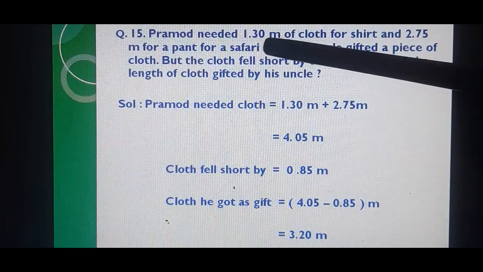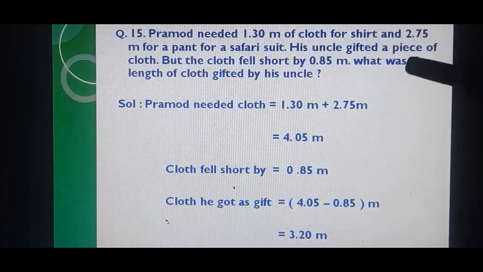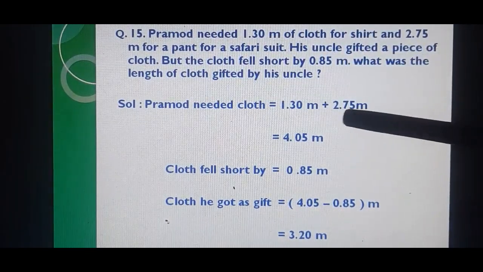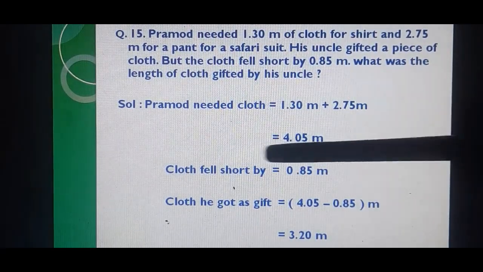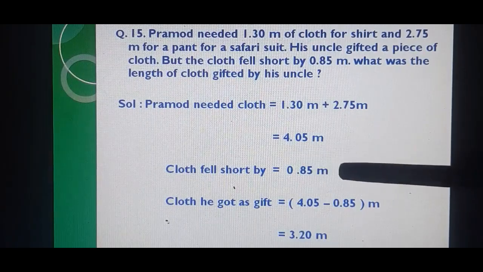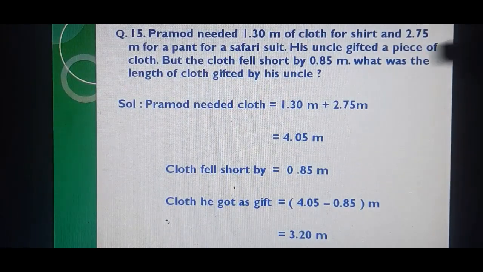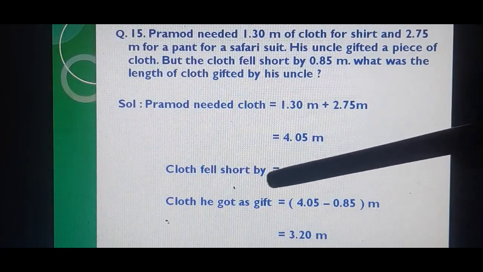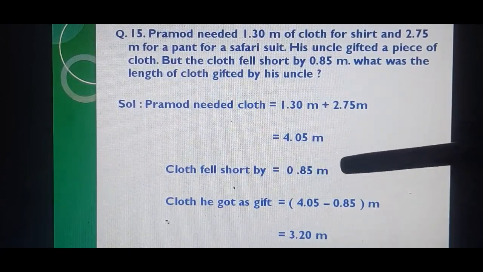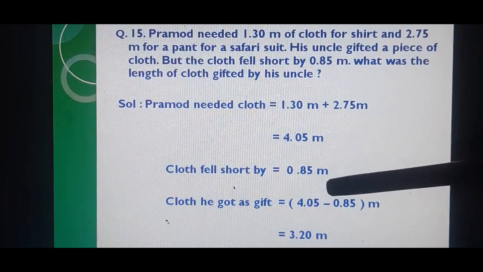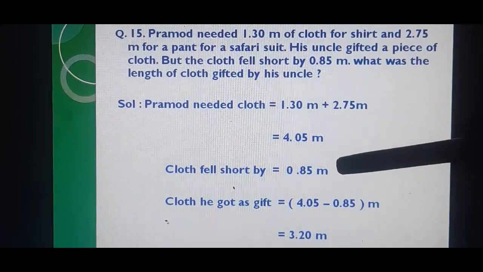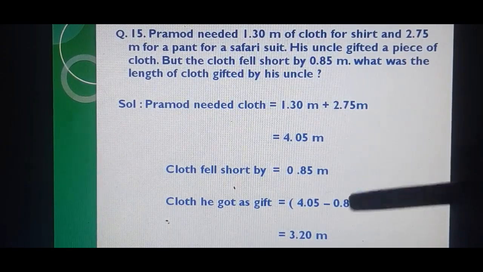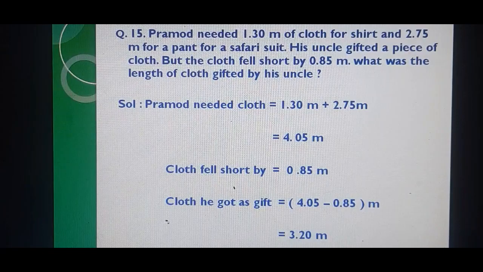प्रमोद needed cloth 1.30 meter plus 2.75 meter. So we will do addition, that is 4.05 meter of the cloth is needed. Cloth fell short by कितना छोटा पड़ गया? 0.85 meter. Cloth he got as a gift. उसको अपने अंकल से जो क्लॉथ मिला वो कितना था? 4.05 minus 0.85. जितना छोटा था हम उसको टोटल क्लॉथ से माइनस कर देंगे. 3.20 meter cloth was gifted by Pramod's uncle.